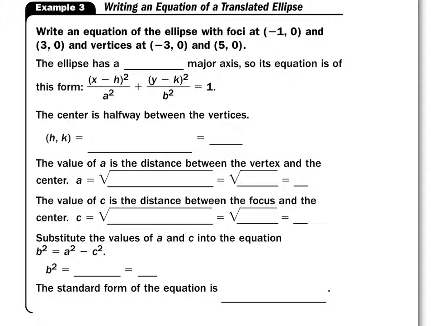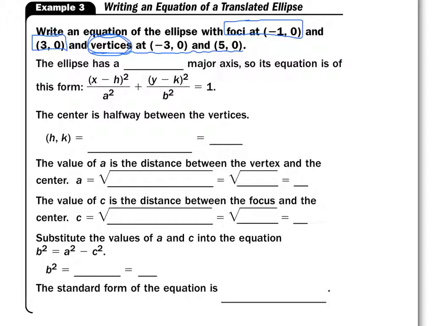Example 3, writing an equation of a translated ellipse. It says write the equation of an ellipse with foci at negative 1 comma 0 and 3 comma 0, and vertices at negative 3 comma 0 and 5 comma 0. Notice that it said vertices here and not co-vertices. So those are the vertices of our major axis.